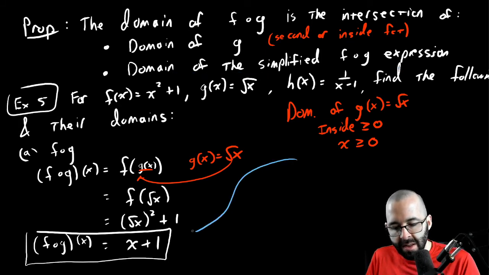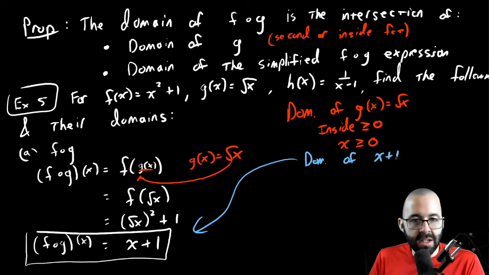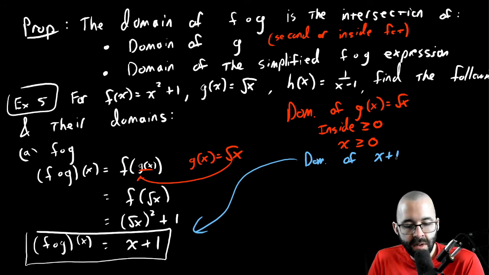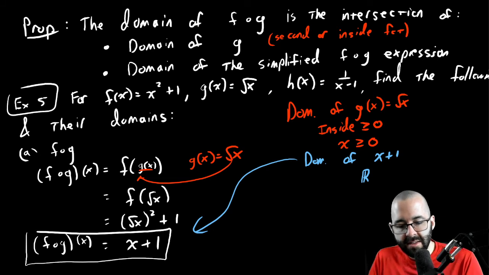So that's going to be this. What's the domain of this simplified f of g expression, x plus 1? What's the domain of x plus 1? What can we plug into this function? Well, this is a line. The domain of this function is all real numbers. So we have to find the intersection of these two sets.